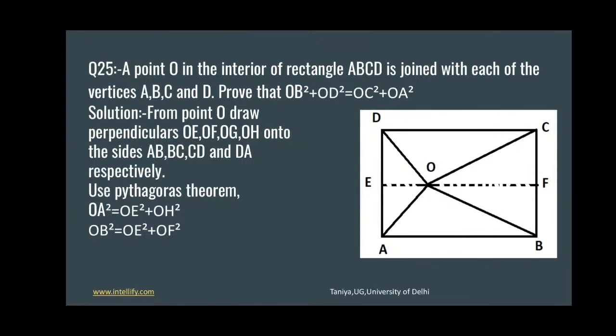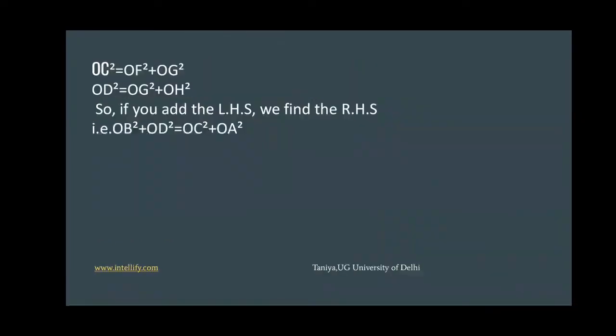So here from point O we will draw perpendiculars OE, OF, OG and OH onto the sides AB, BC, CD and DA respectively. By using Pythagoras theorem, OA² = OE² + OH² and OB² = OE² + OF². Similarly, OC² = OF² + OG² and OD² = OG² + OH².